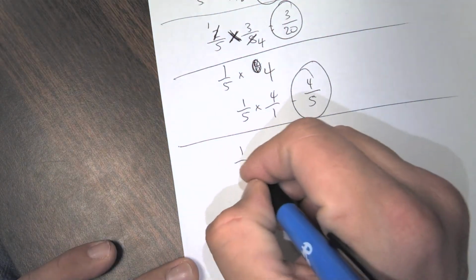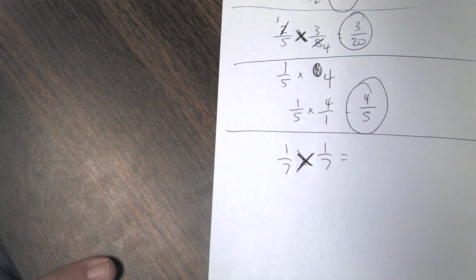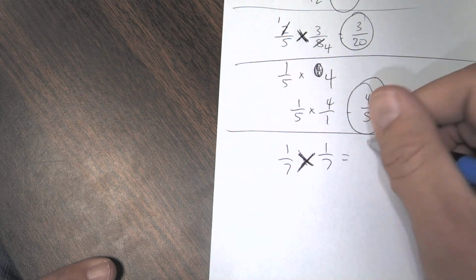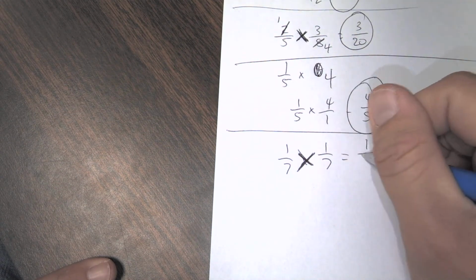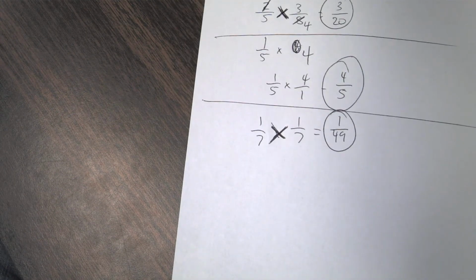Okay, and let's do one more. 1/7 times 1/7. Well, I can't do anything with 1 and 7, can't do anything with 1 and 7, so I just multiply it out. 1 times 1 is 1, 7 times 7 is 49, and you're done. So that's all you're doing with multiplying fractions. Very, very simple, guys. All you do is multiply the top together, multiply the bottoms together, and then simplify if needed.